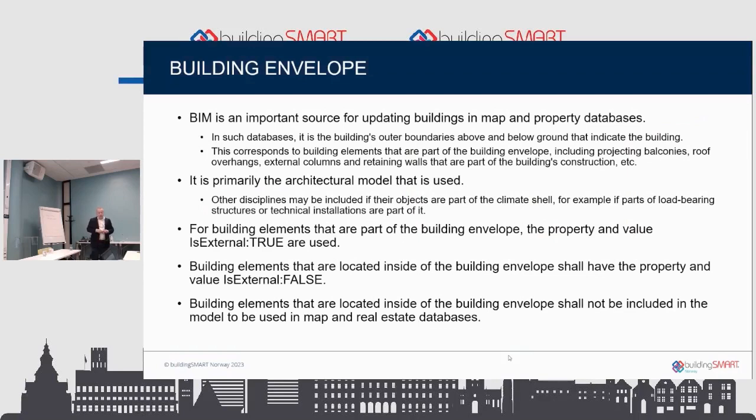We also have some rules that came in the later version, because now we also want to see the opportunity to have buildings in municipality maps, for example, and property databases. So we made some rules for that: the building envelope, which is primarily what you want to see, also maybe some slabs, but except for that, you want all other information sorted out or filtered away. So we have made some rules here.